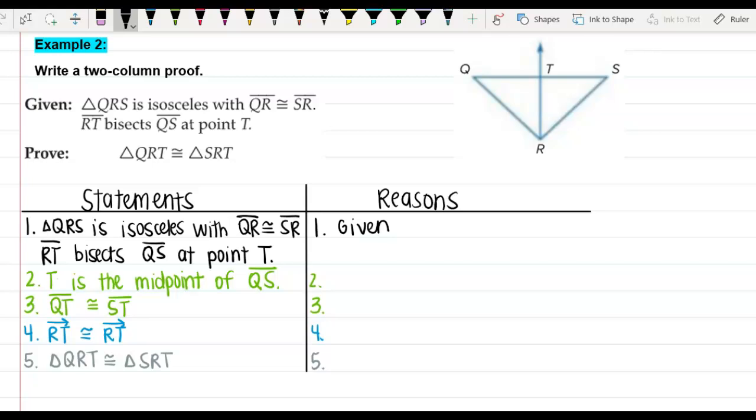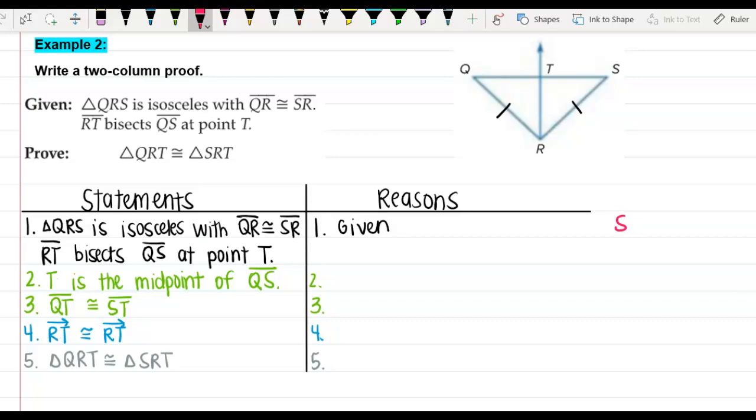meaning it actually says that this is congruent to that. So it says QRS is isosceles with QR congruent to SR. So we have that congruent statement, so we can mark QR is congruent to SR. And it says RT bisects QS at point T. Okay, so we don't have a congruent statement there, so we can't say anything, but we definitely in this first one have a side because QR is congruent to SR.